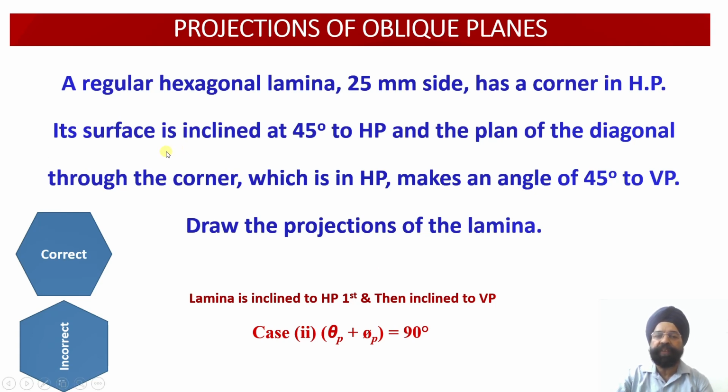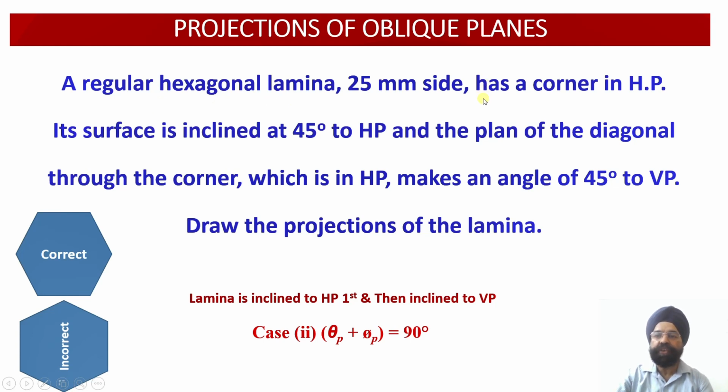So to begin with, we are going to assume that this lamina surface is first of all parallel to the horizontal plane, and if the surface is assumed to be parallel to the horizontal plane, then on the horizontal plane in the top view below the XY reference line, we are going to draw the projections which will provide us with the true shape of this lamina, that is the hexagonal shape will be obtained.